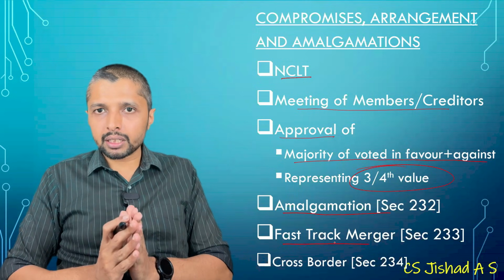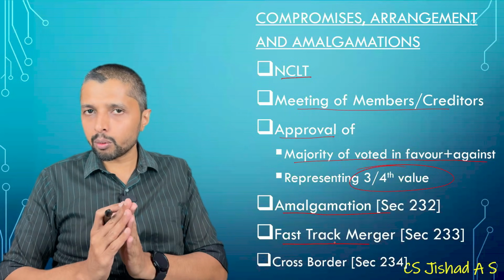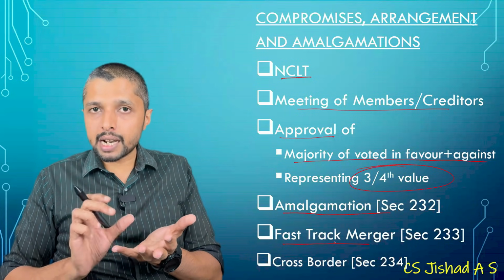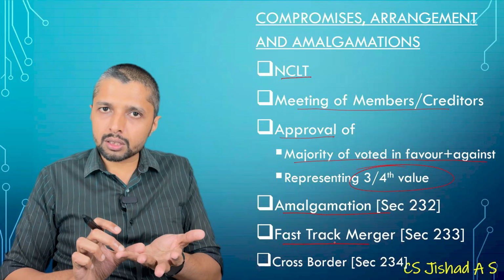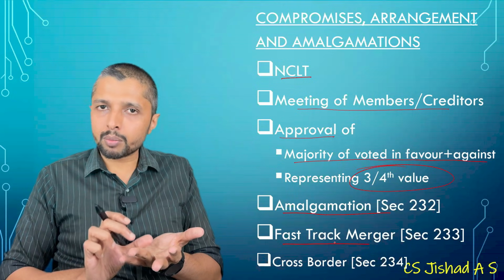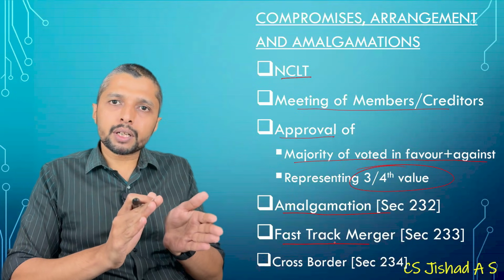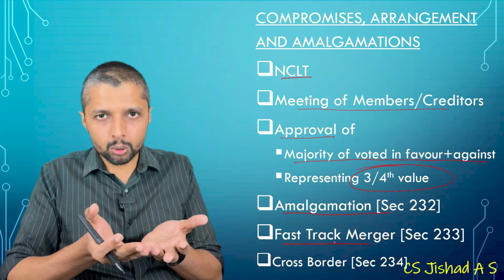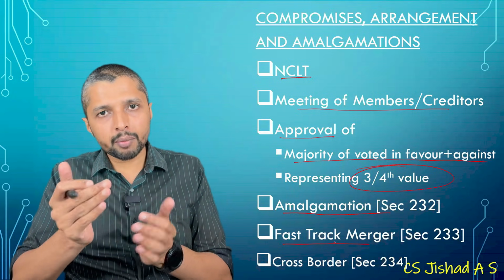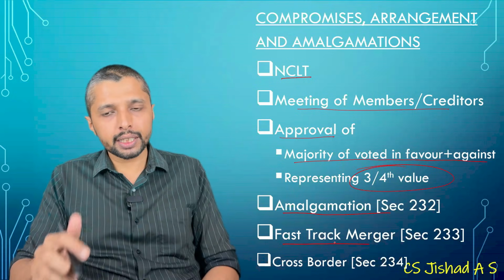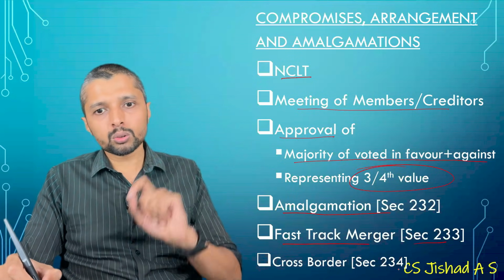In fast track merger, it is like this: you will apply to the ROC and the official liquidator, and they will give their opinion. Both companies, transferor and transferee, will have to conduct a meeting of their members. Approval of members is required: 90% of members, and 9/10 value of creditors. Then the transferee company will apply to the ROC and official liquidator. The ROC will apply to the central government, and the central government will forward it to NCLT. NCLT will decide whether it has to go through 232 or 233.